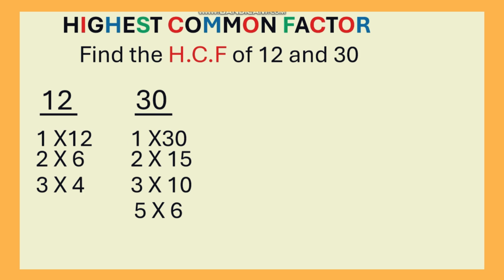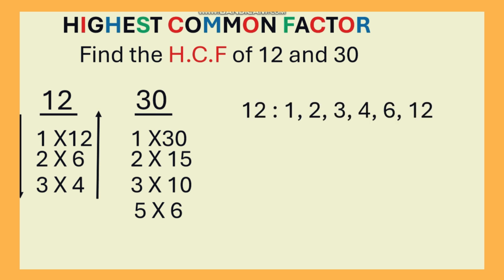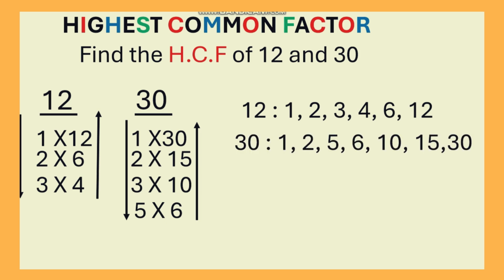The next thing is for us to list out the factors of 12. 1, 2, 3, 4, 6, 12. Those are the factors of 12. So for 30, we have 1, 2, 3, 5, 6, 10, 15, 30. Those are the factors of 30.